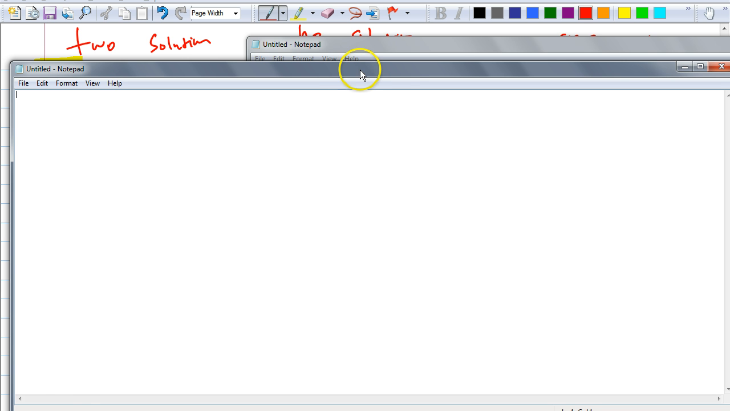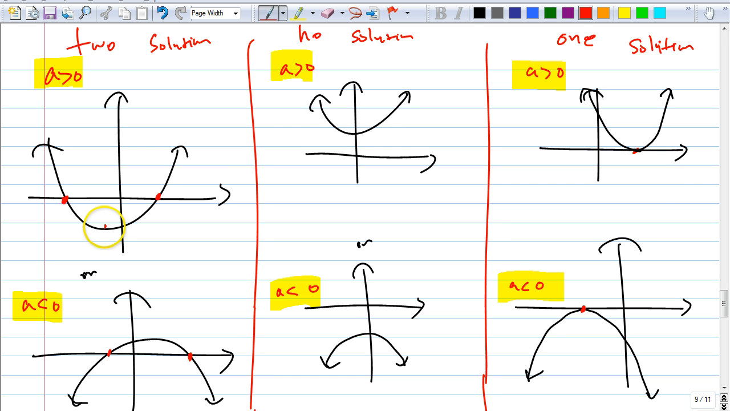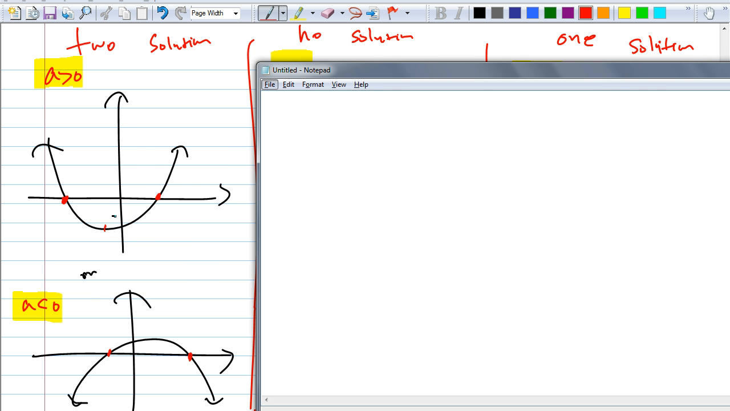Let's see if this is what we were talking about before. Remember we said you can have two solutions. When a is greater than 0, you're going to have a smiley face, when the vertex is where? Below the x-axis, right? Do you see my vertex right here? My vertex is below the x-axis, correct? Or you could have a less than 0, meaning it's going to open downward, and then you have the vertex above, right up there. Are we okay with that?